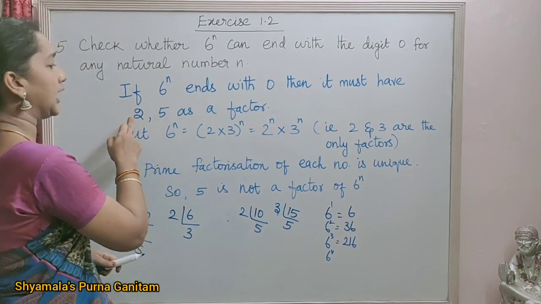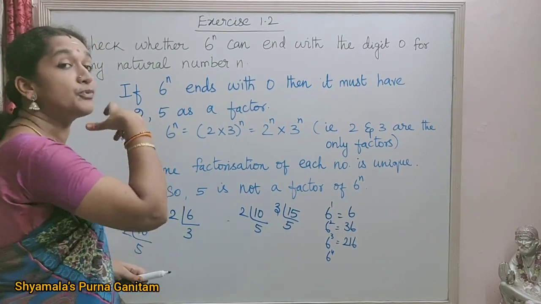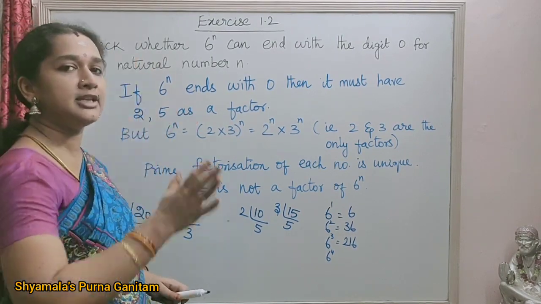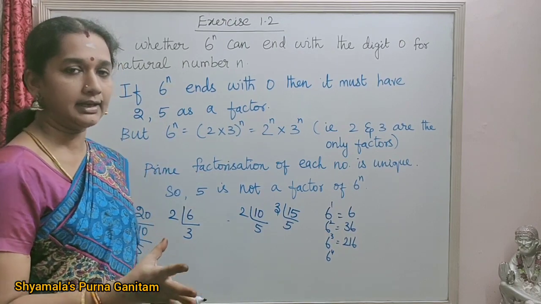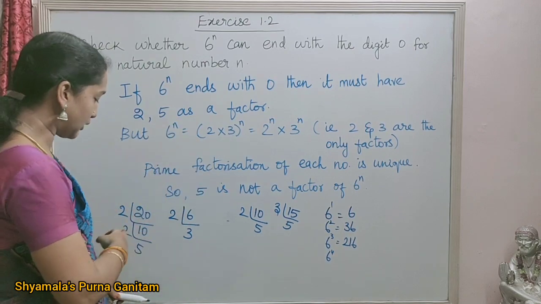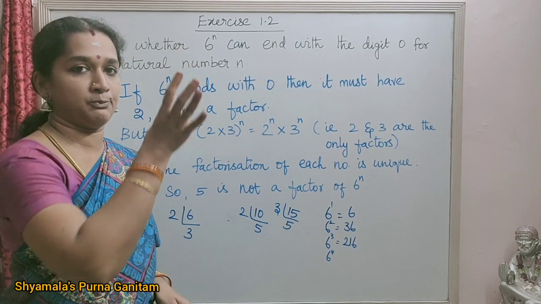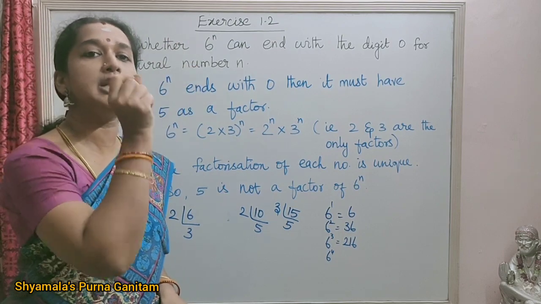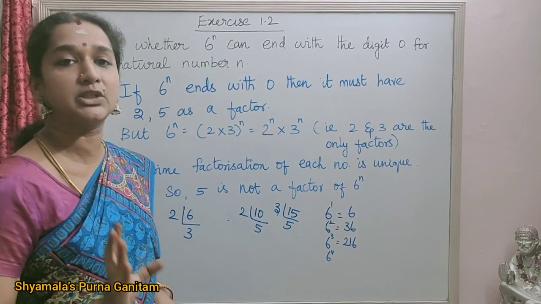So if you have 2 and 5 as the factors, then only it will end in 0. Any number you take, if you have that as the factors, it can be powers of that, like 2 power 2 into 5 power 5. Like that also you can have. But the prime factors should have only 2 and 5. Then that number will end with 0.